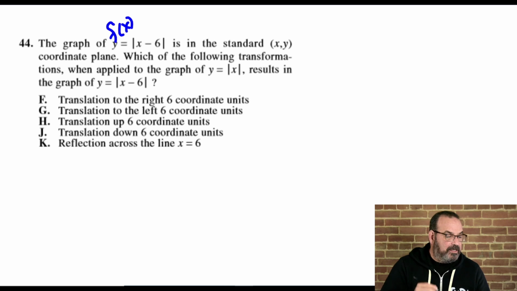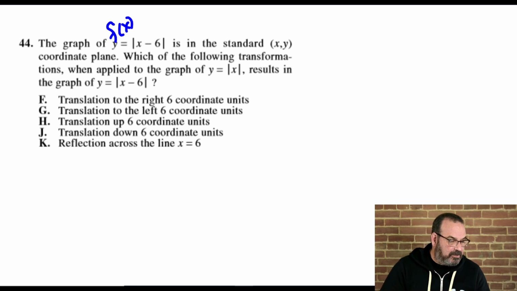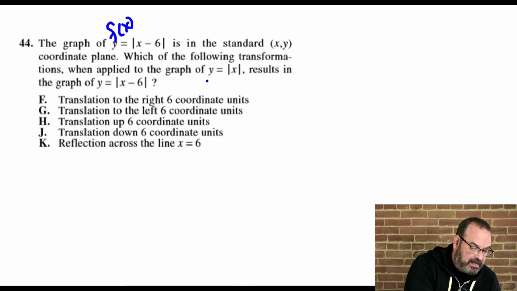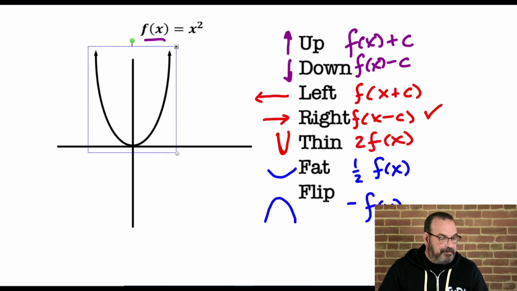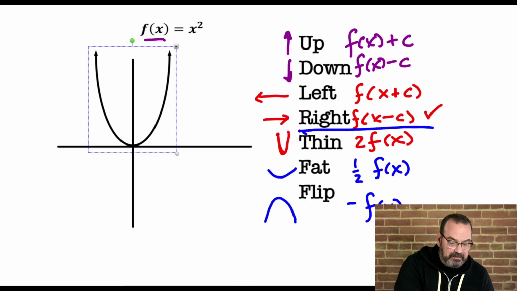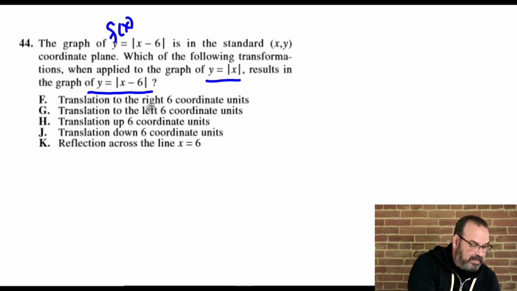Which of the following transformations, when applied to the graph of y equals the absolute value of x, results in the graph of y equals the absolute value of x minus 6? So let's go back a step. If we subtract, we move to the right. And the answer is translate right 6 coordinate units.